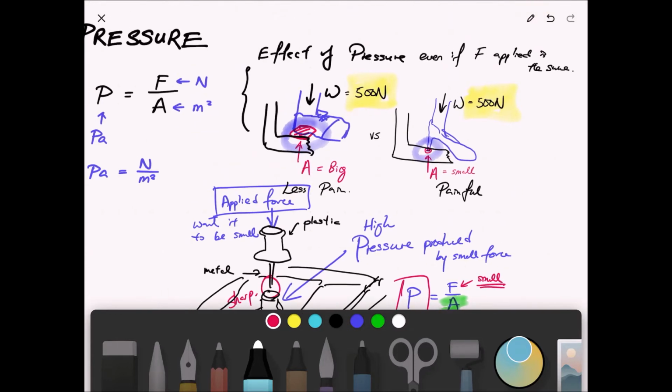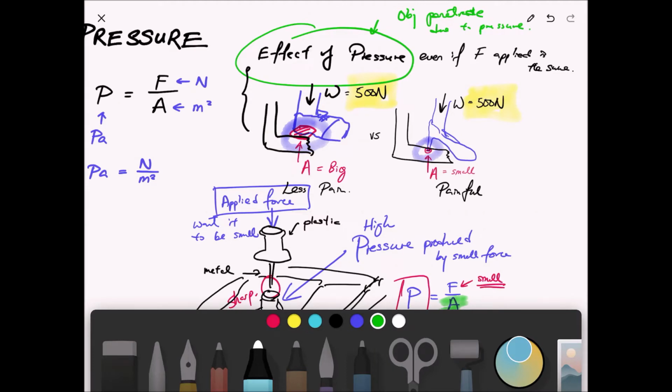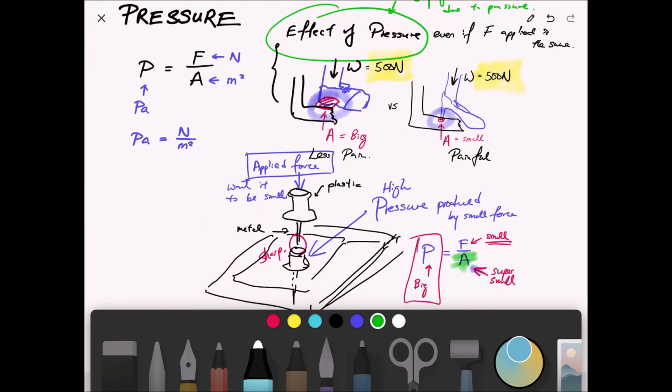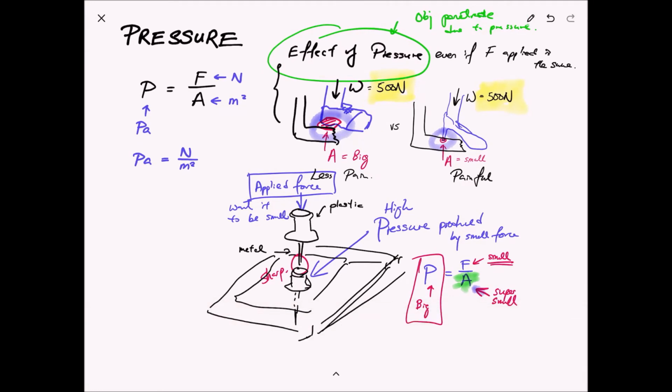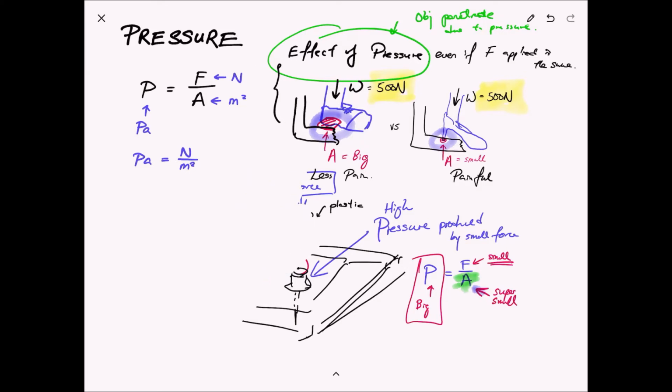So to summarize, why are we studying pressure? One of the reasons is that we know that an object actually penetrates another object due to pressure. So you may say, teacher, in that case, does it mean that we always want high pressure? Is there a situation whereby we want low pressure instead? Can you think of one?